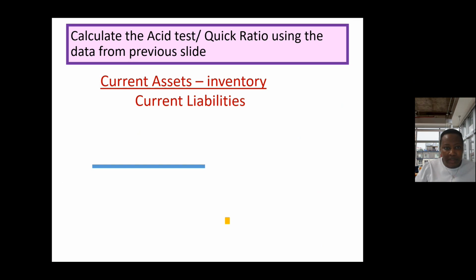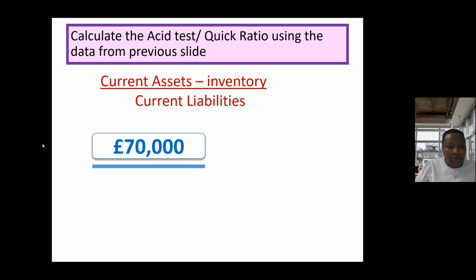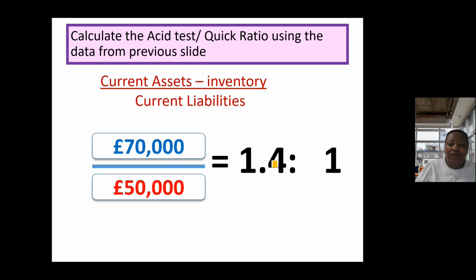So let's see that in an example. We'll go back to this figure. Cash was 10,000, inventory was 30,000, and accounts receivable was 60,000. We take away inventory, which was 30,000. So what we have is cash of 10,000 and accounts receivable of 60,000. If you add that together, you have 70,000, and then all over your current liability, which was 50,000. If you divide both of them, you'll see that we have a 1.4 ratio 1.